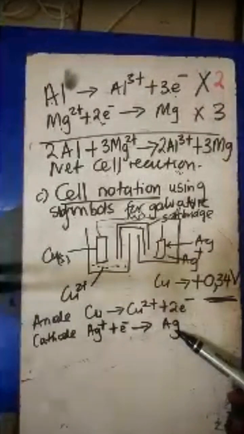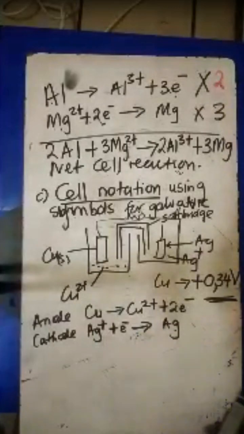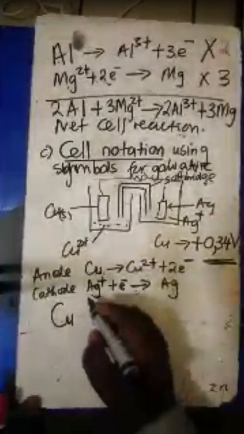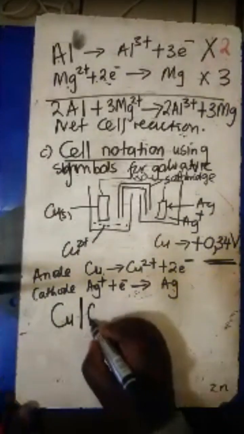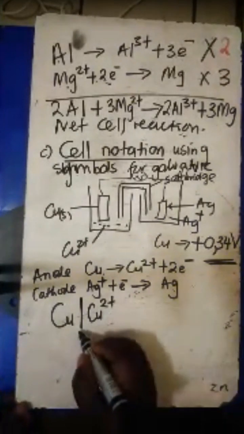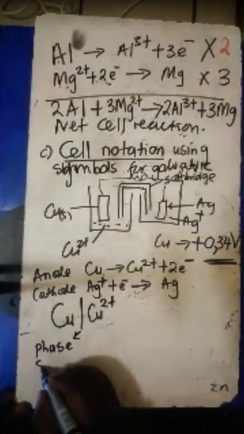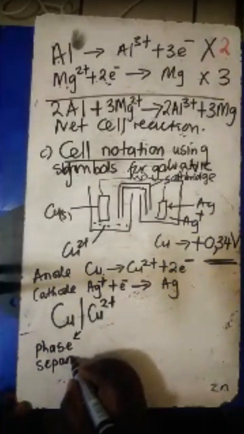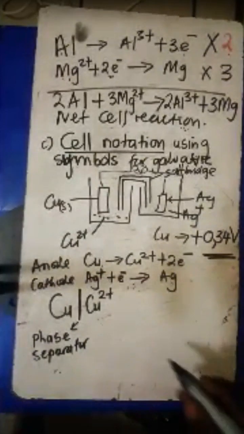You are using one arrow. I just want you to understand this is still anode and cathode, but I want to explain cell notation using this example. So in cell notation, anode first, you write Cu. After Cu, you put one straight line. This line is called a phase separator, or you can call it a phase change. A phase separator is separating the phase from solid to aqueous.